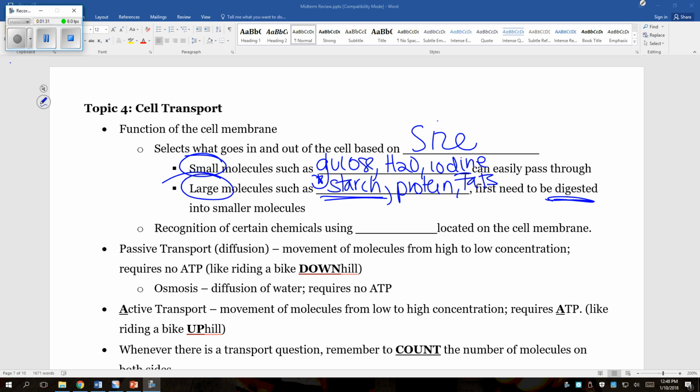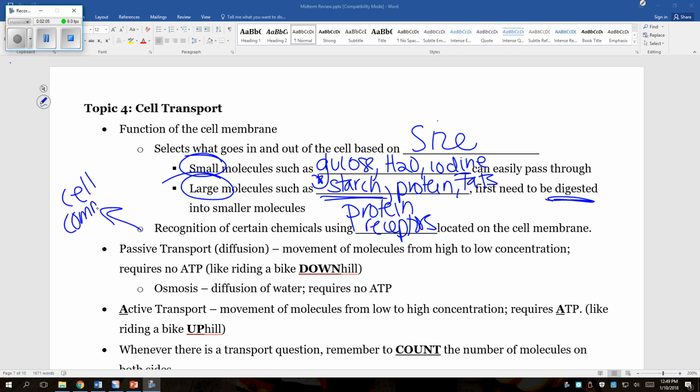The final property of the cell membrane is that it can recognize certain chemicals using protein receptors. Remember, proteins are going to have a specific shape, and that specific shape of the receptor is going to link up with, let's say, a hormone or a neurotransmitter, which has been released and then binds to that receptor so that a chemical message can be transmitted. This also is called cell-to-cell communication.